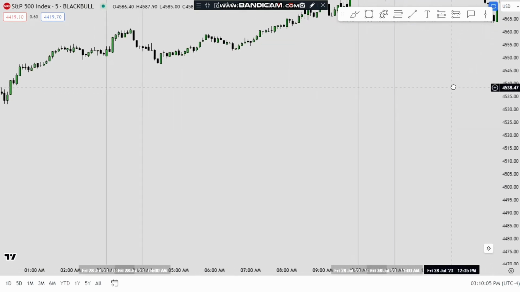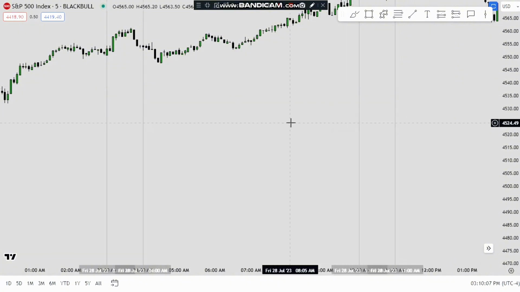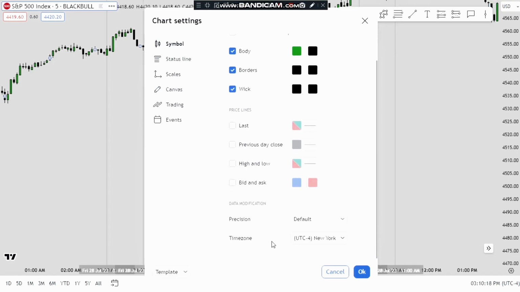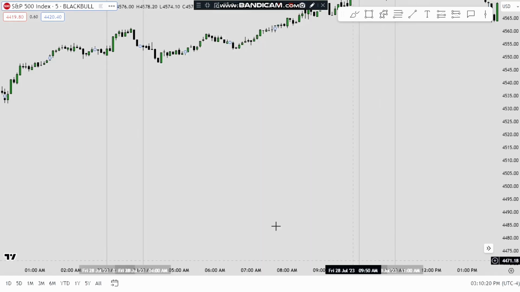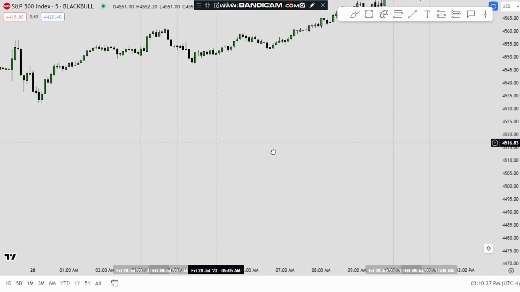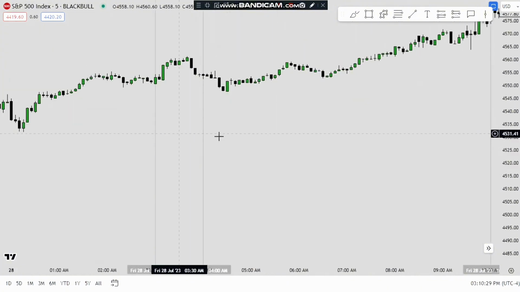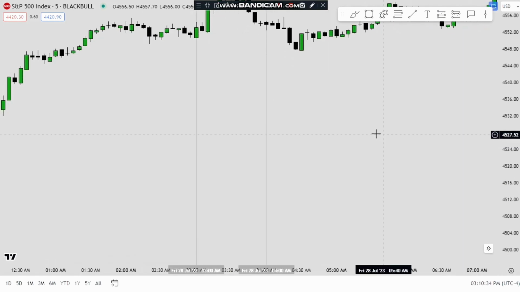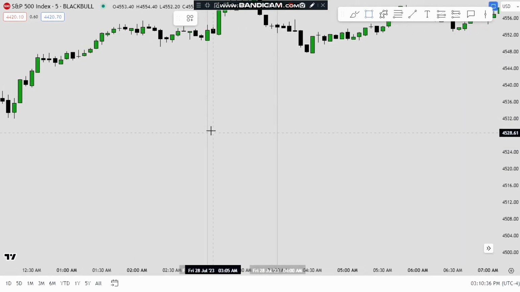So in the silver bullet strategy, you just have to trade between two hours, that is 3 to 4 am and 10 to 11 am, and the timing is New York time. Okay, let me show you. You can change the time zone from here to UTC New York. So then you have to trade between 3 to 4 am and 10 to 11 am. Now there are certain structures during this time which you have to look for, and then you enter into your trades. First, I will explain the bearish case.